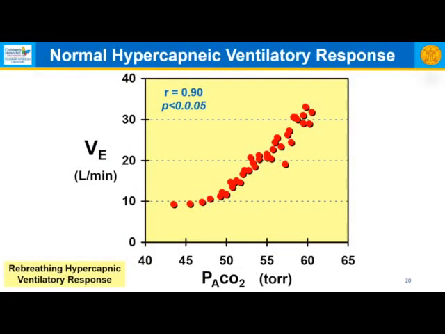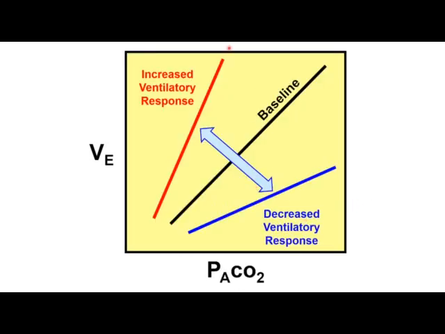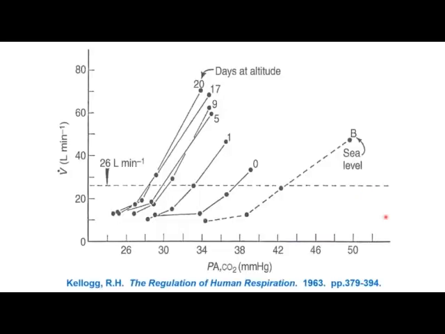This is the normal hypercapnic ventilatory response, and you can see there's a tight linear correlation between increase in minute ventilation and increased PCO2. An increased ventilatory response would be a steeper line, a decreased ventilatory response would be a shallower line. And here you can see the ventilatory responses to hypercapnia in an individual initially at sea level.